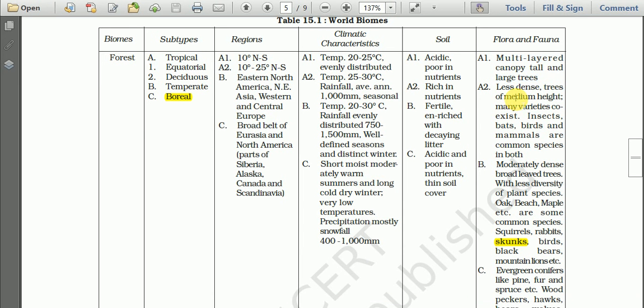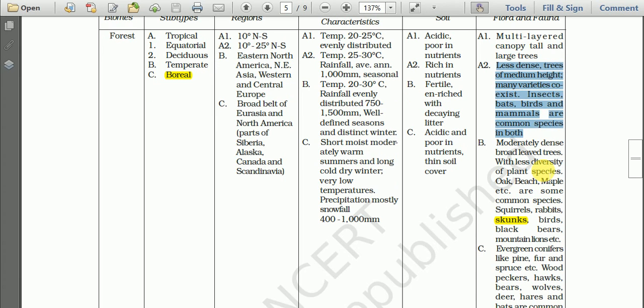Then for the deciduous forest, less dense, trees of medium height. Many varieties coexist. Insects, bats, birds, and mammals are common species in this forest, as well as in the case of equatorial forest.